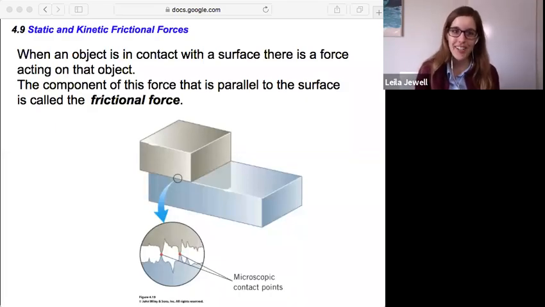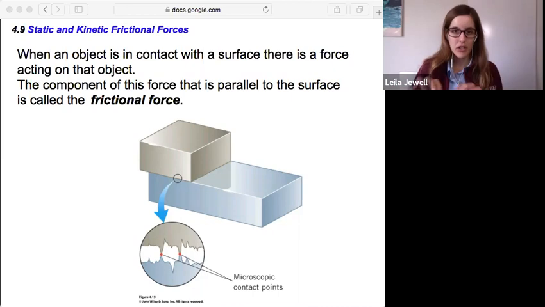Section 4.9, Static and Kinetic Frictional Forces. When an object is in contact with a surface, there's a force acting on that object. We've already seen that there's a component perpendicular to the surface, and that's our normal force. The component of the force that is parallel to the surface is called the frictional force.